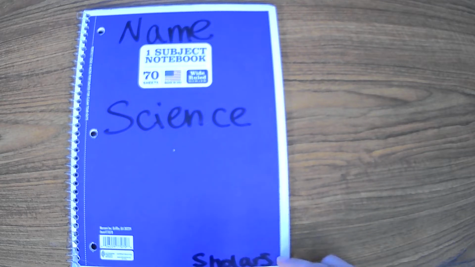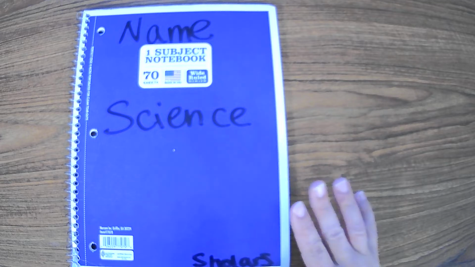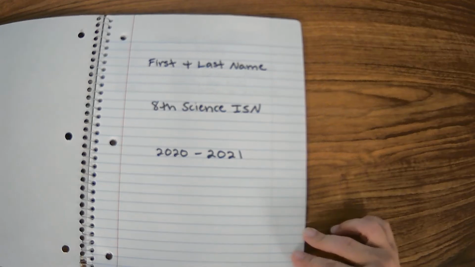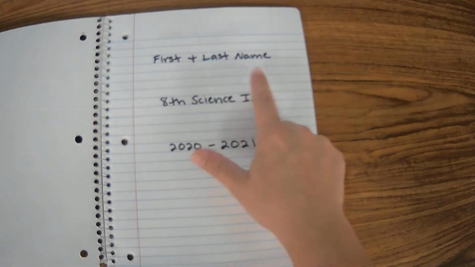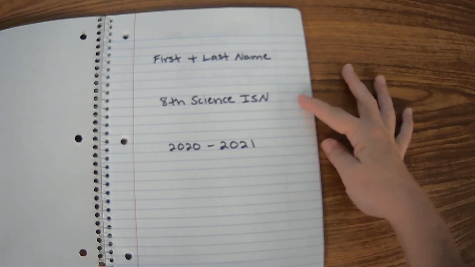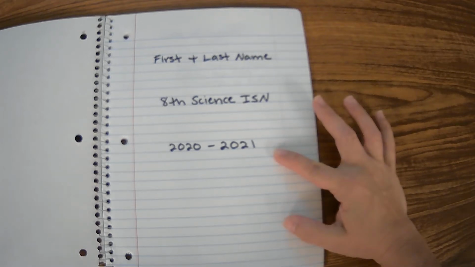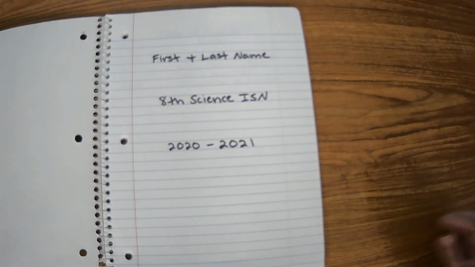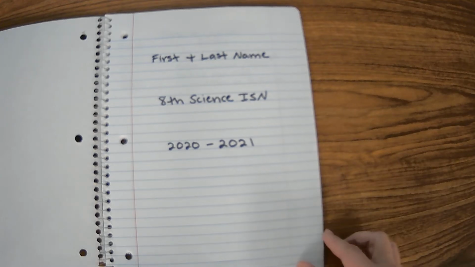I have the teacher here, but that might change once you come back into class. We don't really know how that's going to go yet, so just hold off on that. Inside is where you're going to have your title page. So I want you to write down your full first and last name. Then I've got, this is your 8th grade Science ISN, and the year, which is 2020-2021. So hopefully if we find them laying around the hallway or left in class, we know who to return it to.